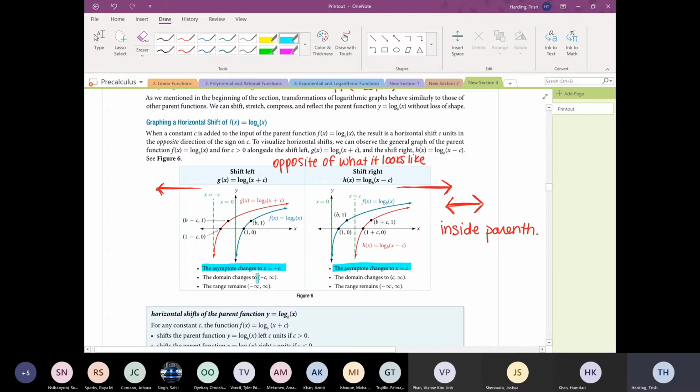Your domain and range, the domains will change. Notice the ranges remain the same. So the domains become c to infinity. And you can see that because of the asymptotes here. It'll have to be from c to one direction.